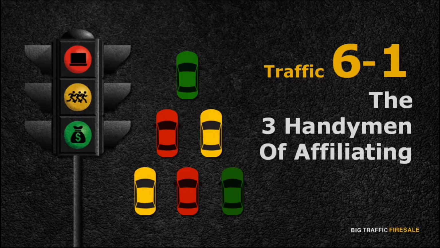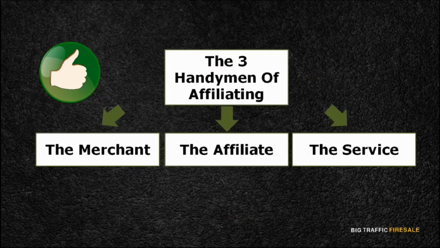Let's introduce you to the 3 handymen of the affiliate program. The 3 important things to ensure a successful traffic generation using affiliate program are the merchant, the affiliate, and the services. These 3 handymen are the backbone of your online business, and without any of these 3, you won't be able to gain the amount of traffic to your website, thus facing a decline in your performance.